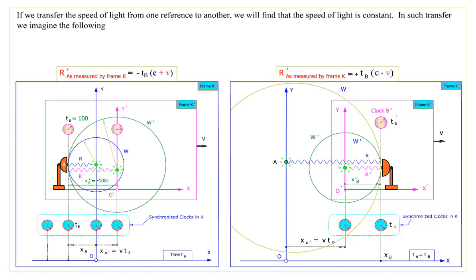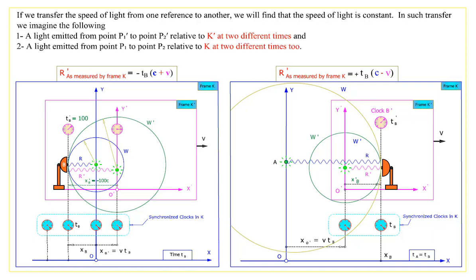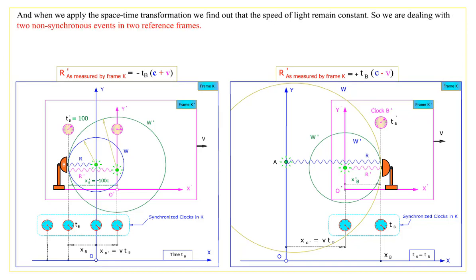If we transfer the speed of light from one reference frame to another, we will find that the speed of light is constant. In such a transfer we imagine the following. A light emitted from point P'1 to point P'2 relative to K' at two different times, and a light emitted from point P1 to point P2 relative to K at two different times too. And when we apply the spacetime transformation we find out that the speed of light remains constant. So we are dealing with two non-synchronous events in two reference frames. We will see that in the next video.